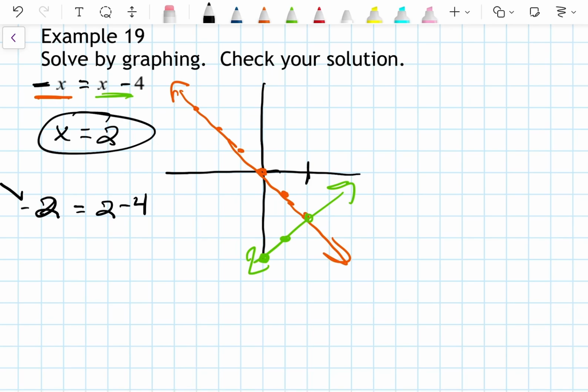I recognize that this problem here would probably be easier to solve straightforward, but we're trying to learn a new method. We're trying to learn how to graph them. So I would like you to graph them on your homework.